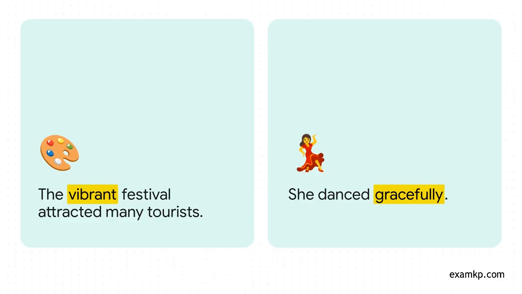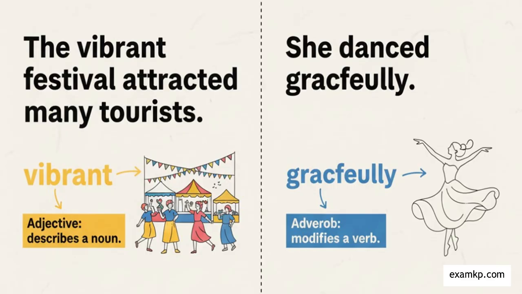Let's look at these two sentences here. In the first one, the vibrant festival attracted many tourists. The word vibrant describes the noun festival. What kind of festival? A vibrant one. Easy. Now, the second one, she danced gracefully. Here, gracefully describes the verb danced. How did she dance? Gracefully. You see the difference. One modifies a thing. The other modifies an action.